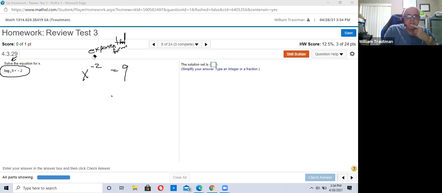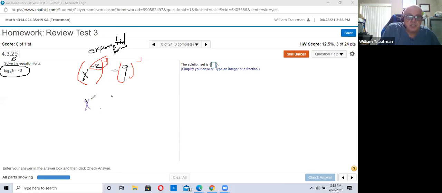Whatever you do to one side, you can do to the other. I would like it if the negative was on this side, not on the x side, because I want x to stay on top. So whatever you do to one side, you do the other. I'm going to raise this side to a negative 1 power, and I'm going to raise this side to a negative 1 power. Negative 2 times negative 1 is a positive 2.